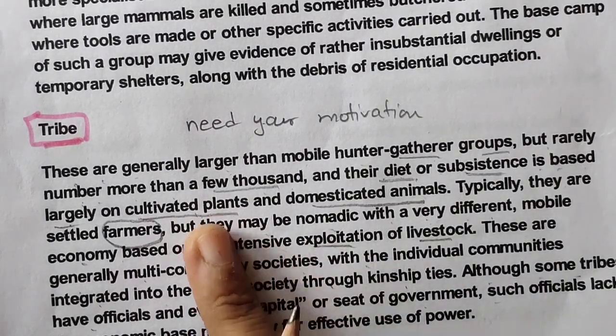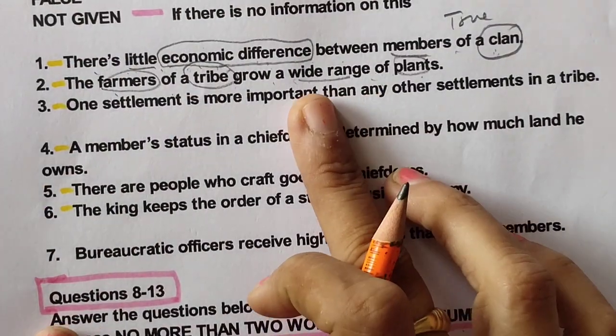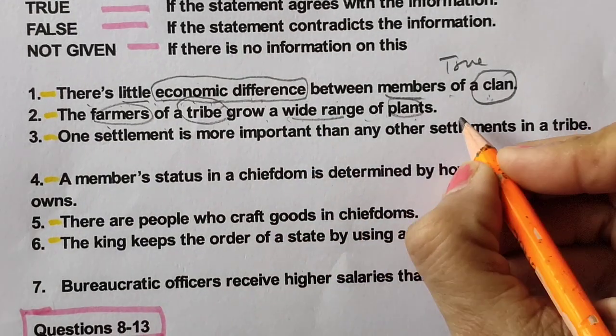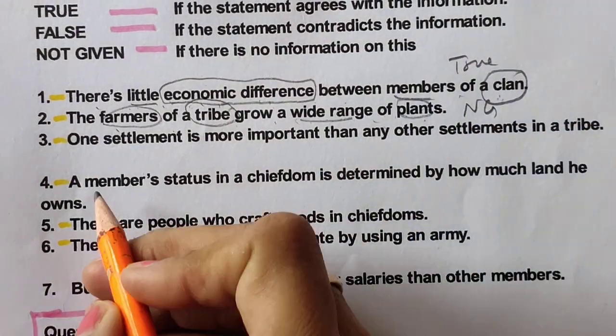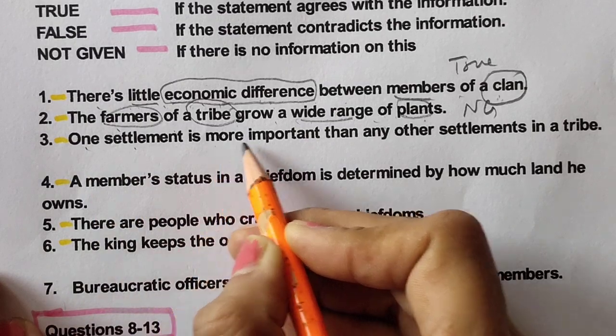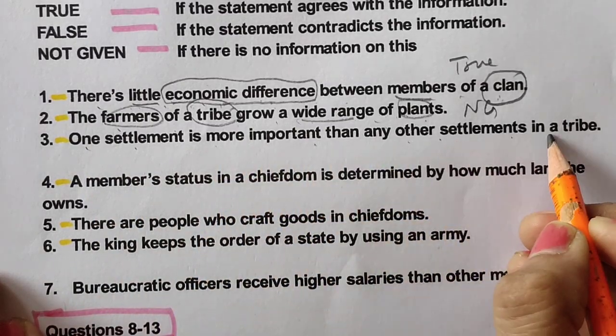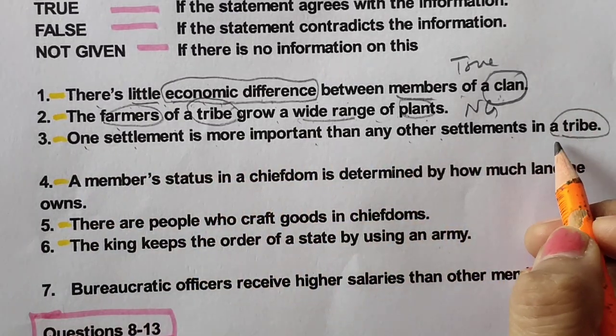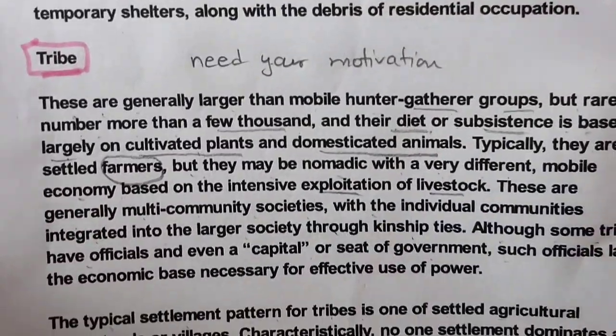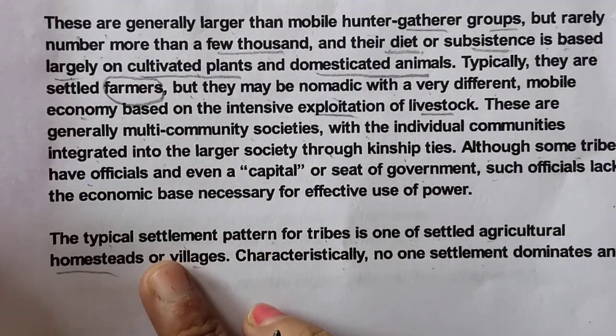But they have not described anything about growing a wide range of plants. So I will be putting here "not given." Coming to the third, one settlement is more important than other settlements in a tribe. They are talking about the same tribe, and yes, we have got the word settlement here.